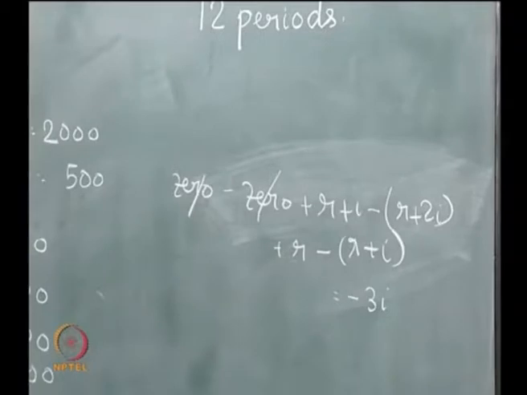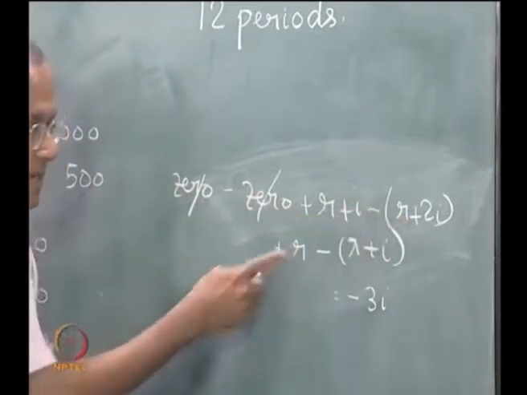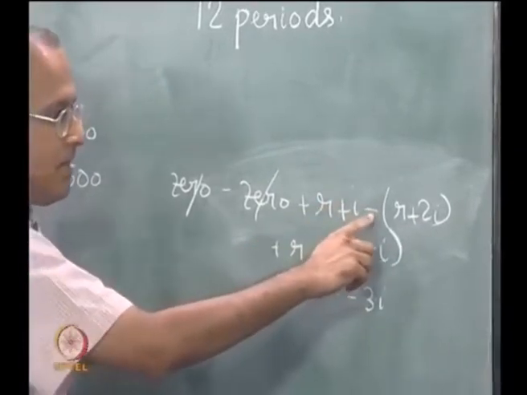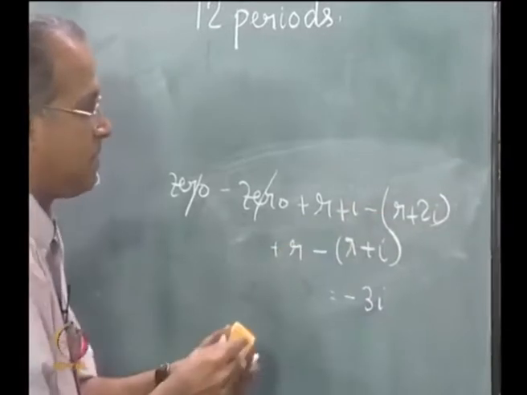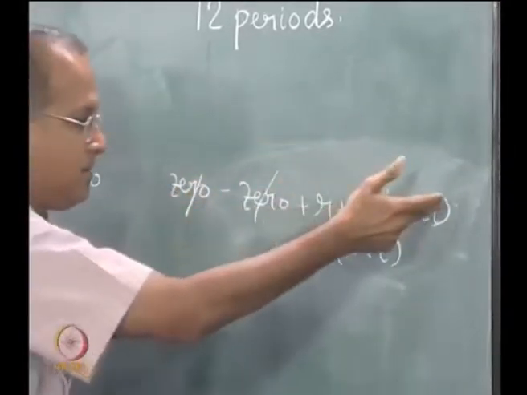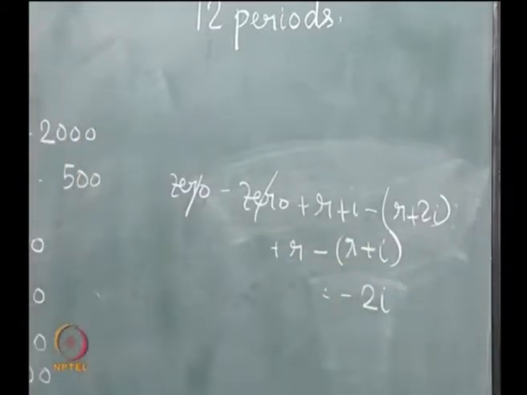Let me repeat it, 0 and 0 get cancelled, this r will cancel with this r, will cancel with this r, plus I minus 2I is minus I, minus I minus I is minus 2I. So, there is a gain when we do this.